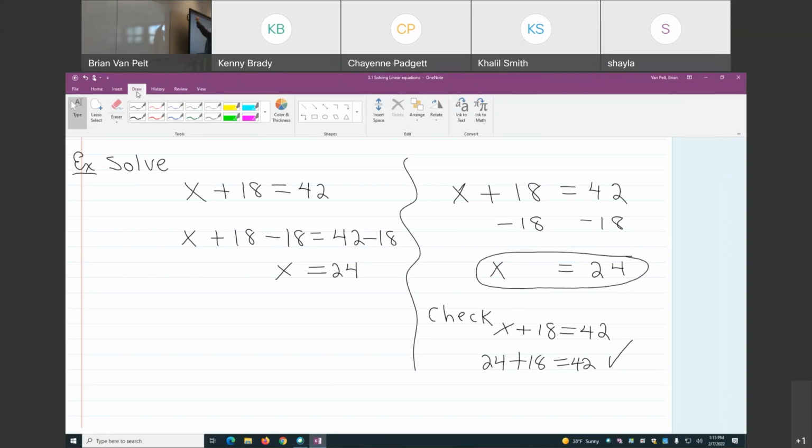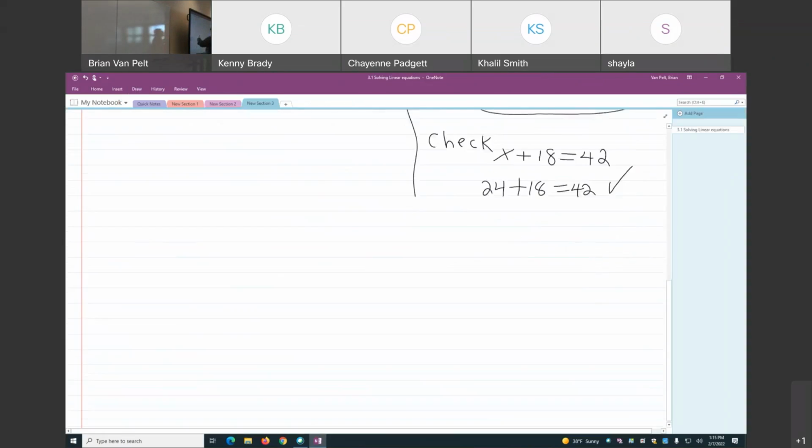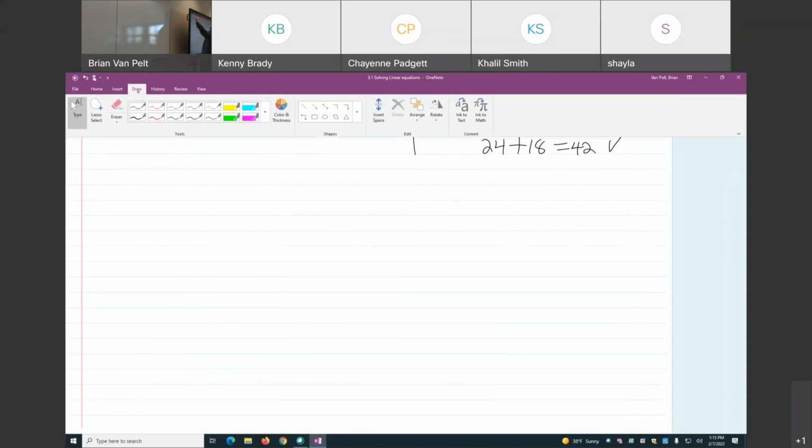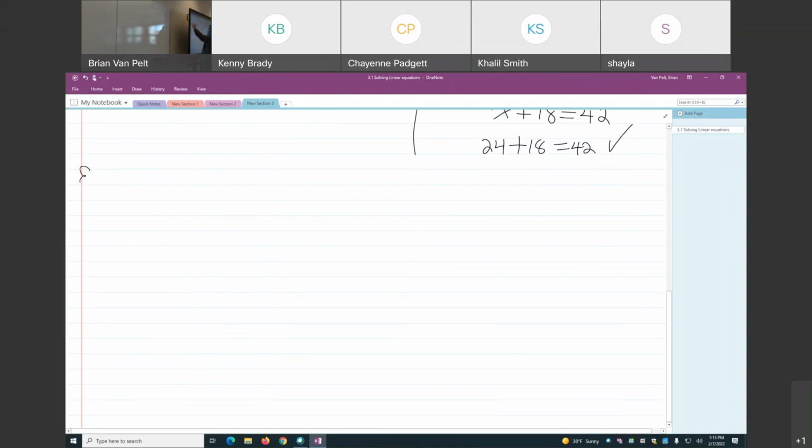Right, let's try another example. So they'll get progressively harder, of course. So they just say solve. And let's do this one here. We've got 39 equals x minus 27.